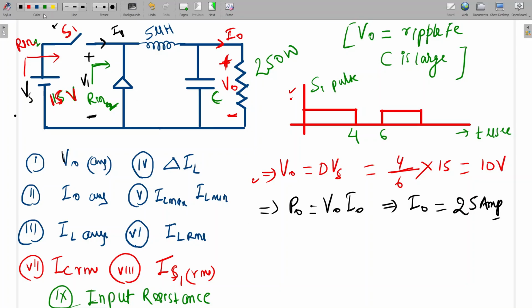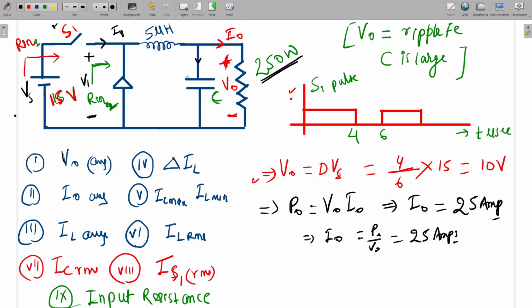Okay. Sir, what is power? Power is 250 watt, already given. The resistive load power is 250 watt. So I naught will be P naught divided by V naught. This will be 25 amps. Okay. Sir, average current in a capacitor will be zero, right? Yes, here average current will be zero.